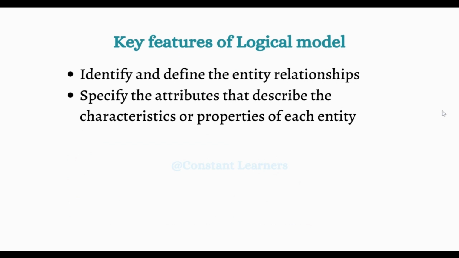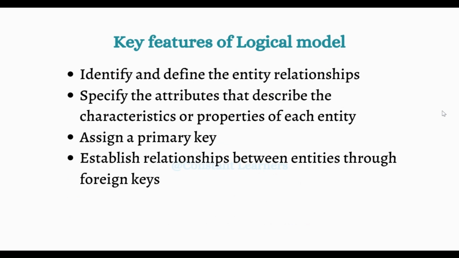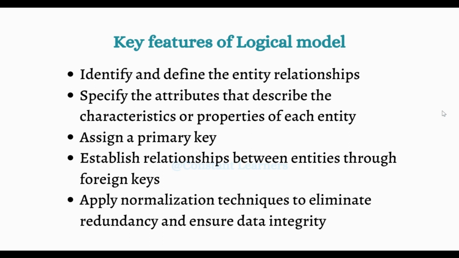All right. Then we assign a primary key to each entity for unique identification. We've already discussed this in the previous video. All right. Then we try to establish relationships between entities through foreign keys. We've understood that hospital staff will be connected to the departments, but how will they be connected? Which one will be the primary key for which table? Which foreign key will be available in which table? That we need to define. All right. And then we apply normalization techniques to eliminate redundancy and ensure data integrity.